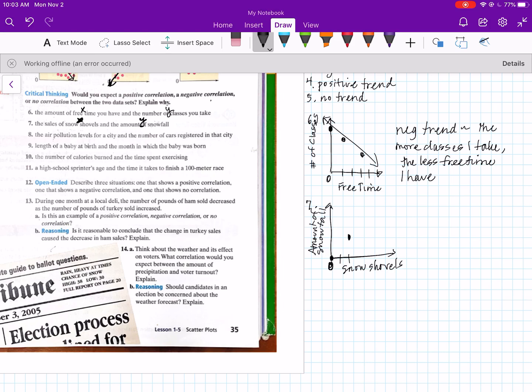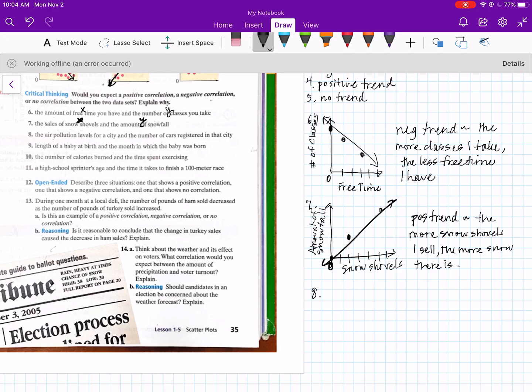Probably we're getting a little bit of snow. What if I'm selling hundreds of snow shovels? Probably we have lots of snow. So as I can see, I'm developing a positive trend. And I could say something about the more snow shovels I sell, the more snow there is. And again, this is a general assumption. We don't talk about outliers, those kinds of things.